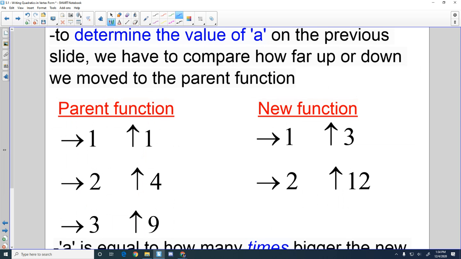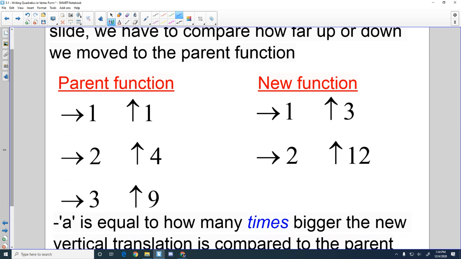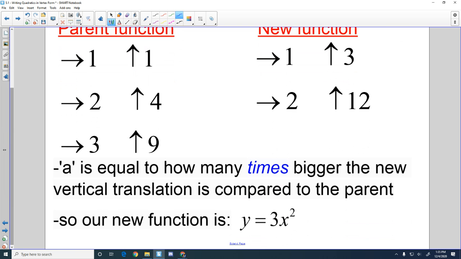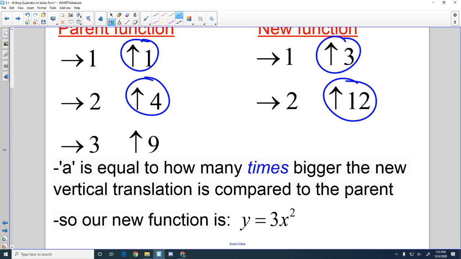All right, so on the left, this is the same problem as before. On the left, that's our standard pattern, right? Right 1, up 1, right 2, up 4, where it's just squared for that vertical distance. On the right side, the new function, when we went right 1, we went up 3. If I went right 2 units, we went up 12. So how many times bigger are these numbers from what they're supposed to be in our basic parent function? How many times bigger? Pick me.